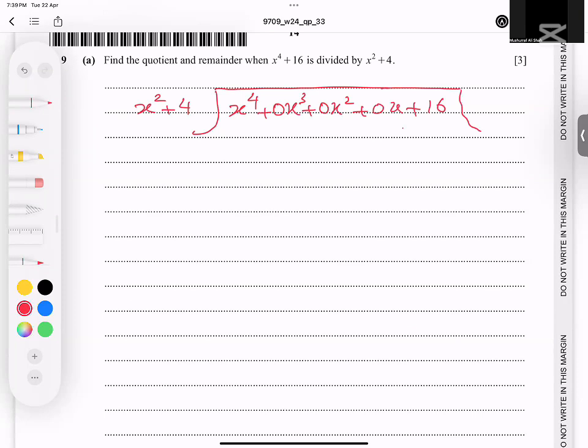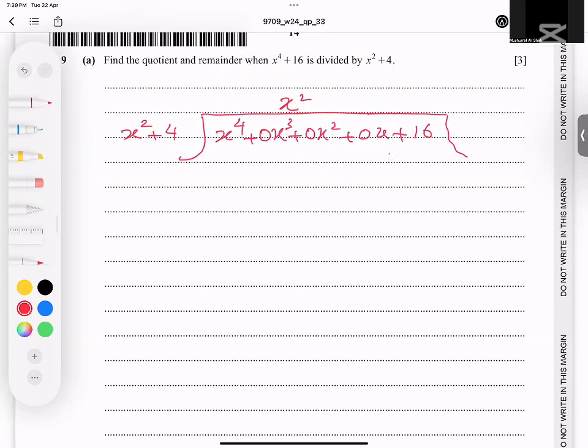This is not compulsory, but in this way the question becomes easy. So have a look now. X squared multiplied by what gives you this answer? So x squared. I think this point is clear. So x squared multiplied with both, I get x to the power 4 plus 4x to the power 2.